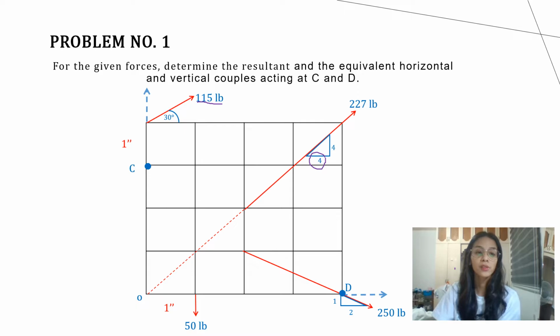Since our boxes are equivalent to 1, we have 1, 2, 3, 4 and 1, 2, 3, 4. So our slope is 4 and 4. For 250 pounds, pointing downward to the right, we have a slope of 2 since these are 2 and the y-axis is 1, so it is 1 and 2. And we have a force here which is 50 pounds.